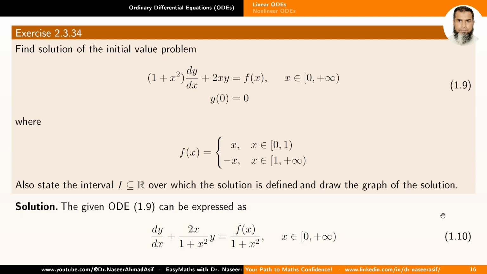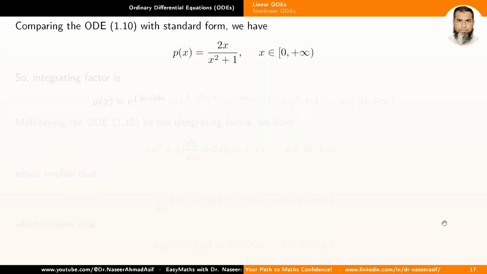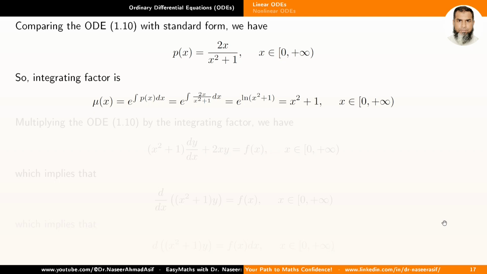The given ODE 1.9 can be expressed as dy/dx + 2x/(1 + x²) y = f(x)/(1 + x²) for x in [0, +∞). Comparing the ODE 1.10 with the standard form, we have p(x) = 2x/(x² + 1) for x in [0, +∞). So the integrating factor is μ(x) = exp(∫ p(x) dx) = exp(∫ 2x/(x² + 1) dx) = exp(log(x² + 1)) = x² + 1, for x in [0, +∞).